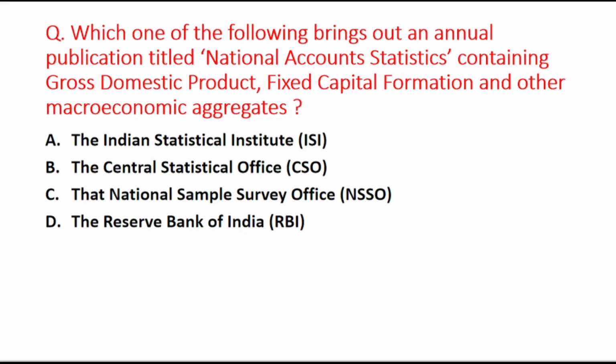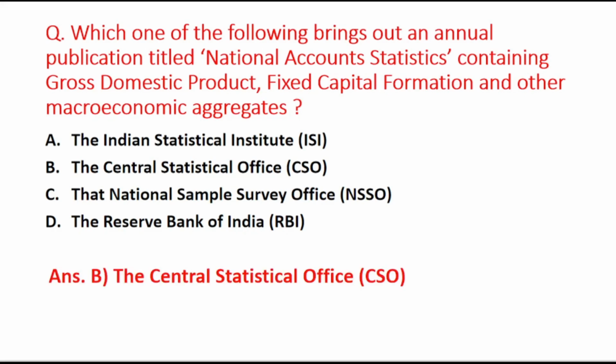Next question is, which one of the following brings out an annual publication titled National Account Statistics containing gross domestic product, fixed capital formation, and other macroeconomic aggregates? Your A option is the Indian Statistical Institute, B option is the Central Statistical Office, C option is the National Sample Survey Office, and the last option is the Reserve Bank of India. So the right answer is option B, that is the Central Statistical Office, that is CSO.